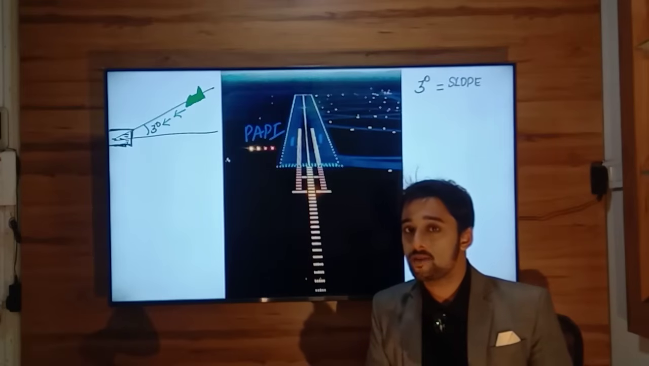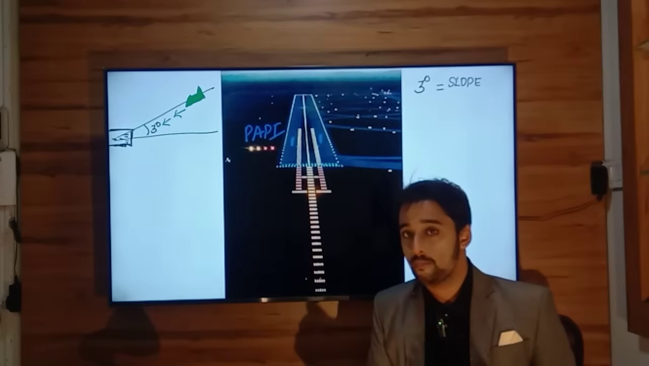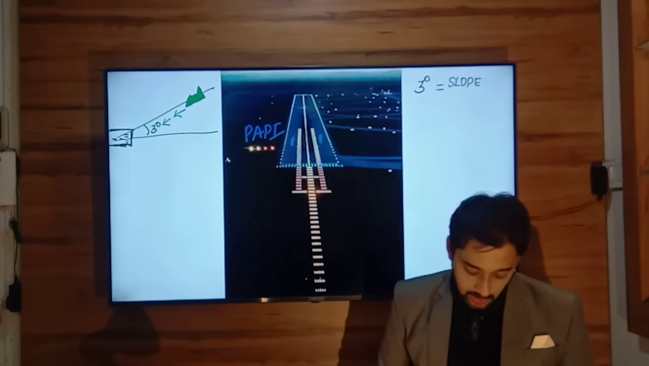So that information gives an idea to the pilot whether he is successfully maintaining the glide slope or is above it or below it. So we will check that out.